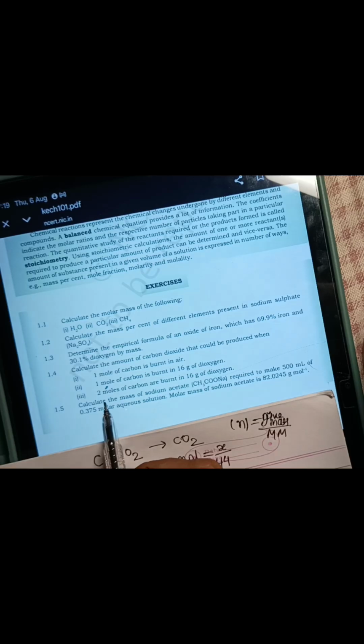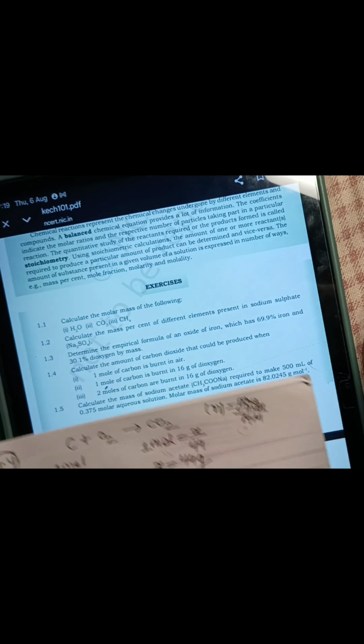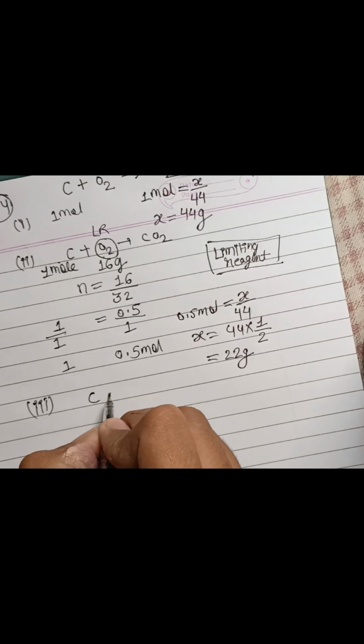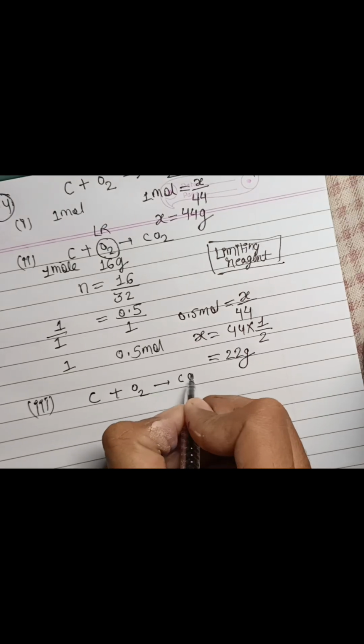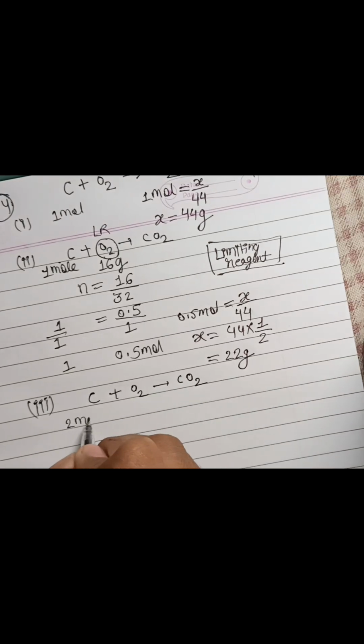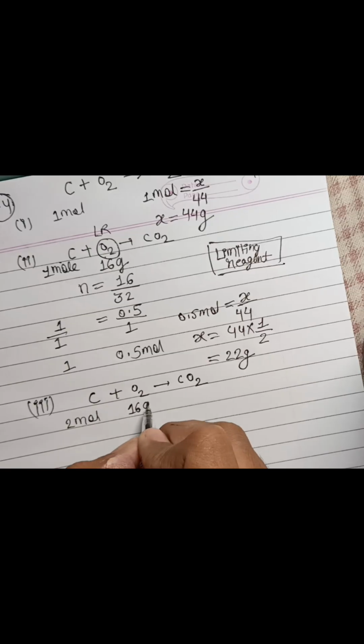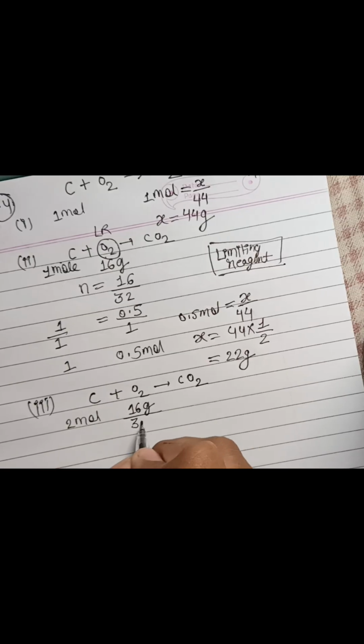Now look at the next question. What does it say? Question number 3 says 2 moles of carbon are burnt in 16 grams of dioxygen. Now the reaction is again the same: carbon plus dioxygen gives CO2. But here we are having 16 grams of oxygen. We'll find out the moles, which comes out to be 0.5.